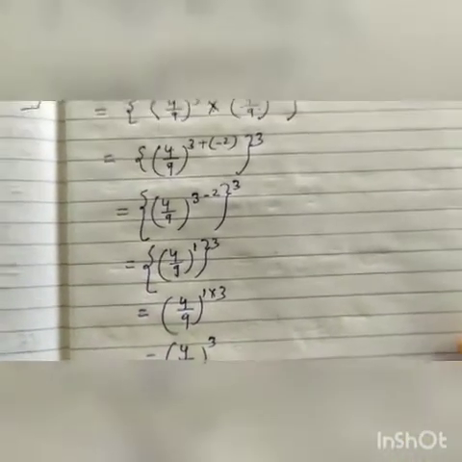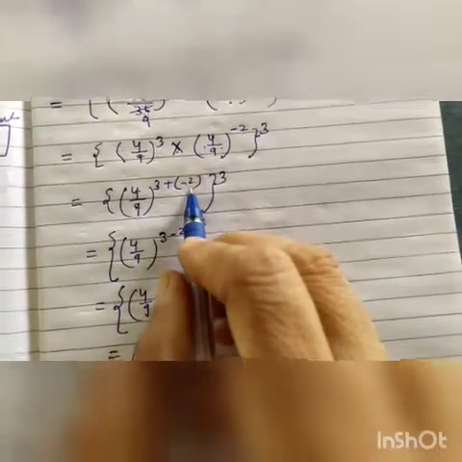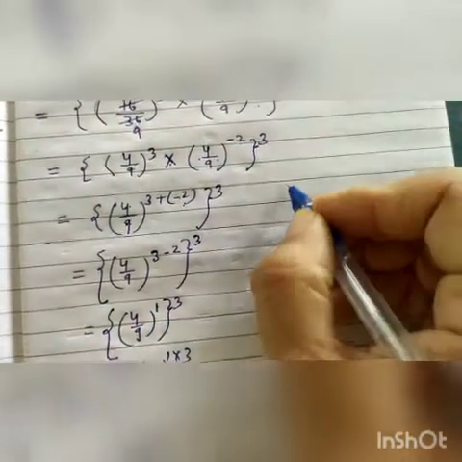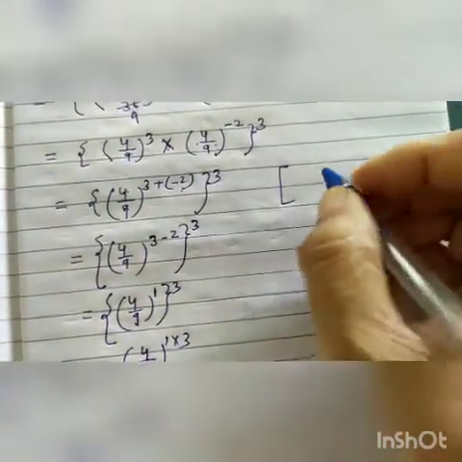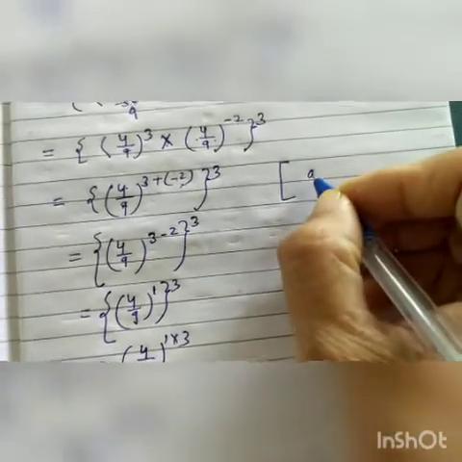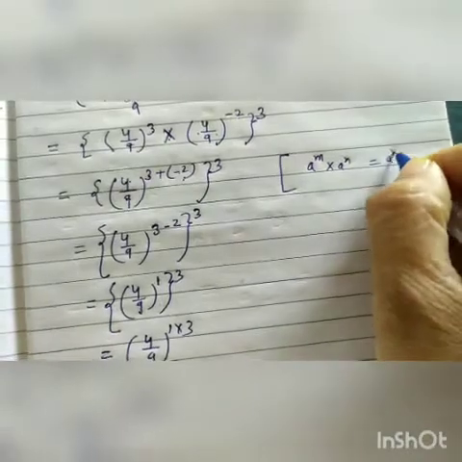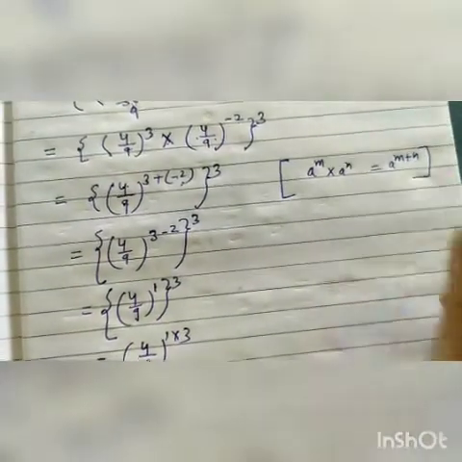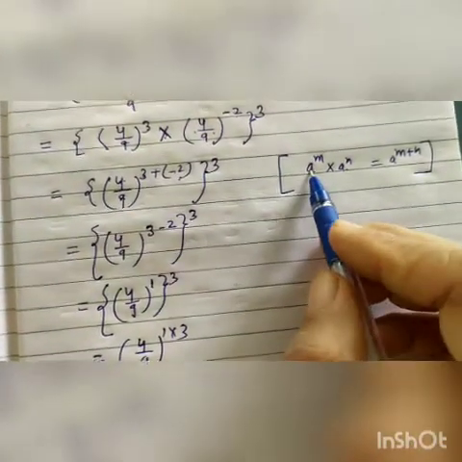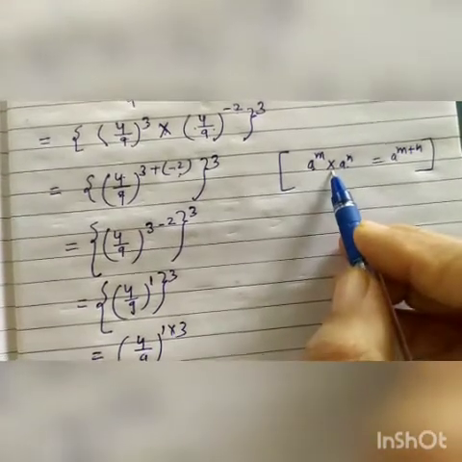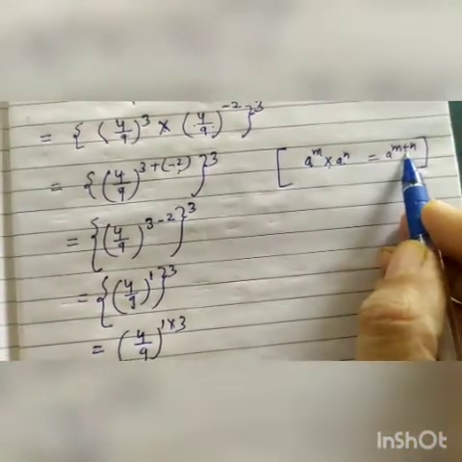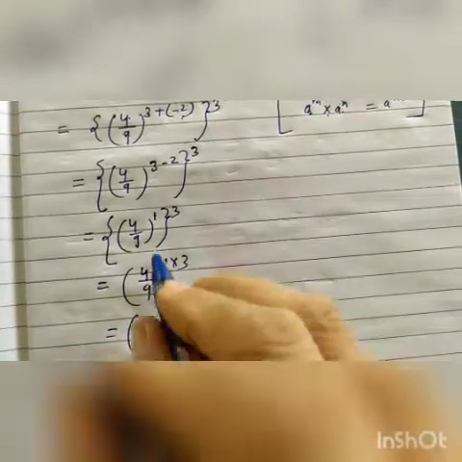So students, we have used two laws in this question. Here we have used first law, that is product law of exponent. What is the product law? a power m into a power n is equal a power m plus n. When two bases are same and there is multiplication sign, then powers are added. And here it is double power.